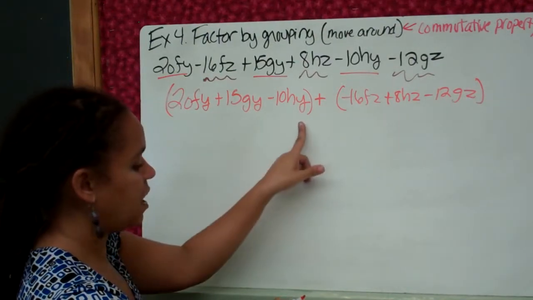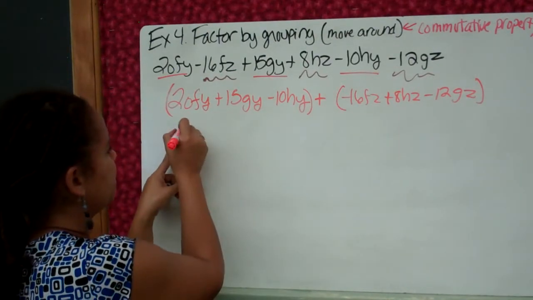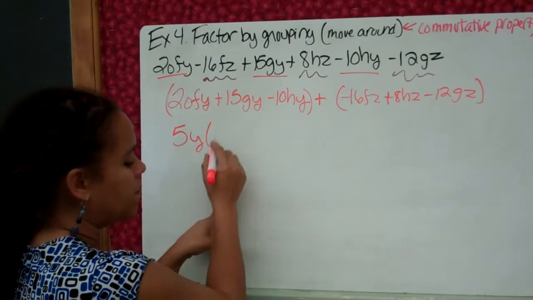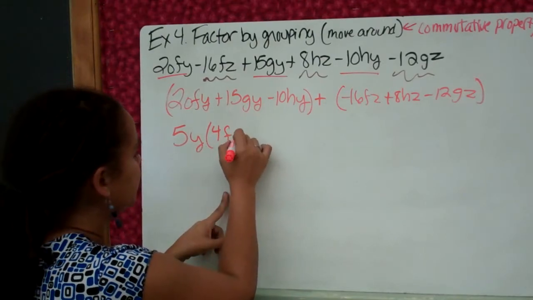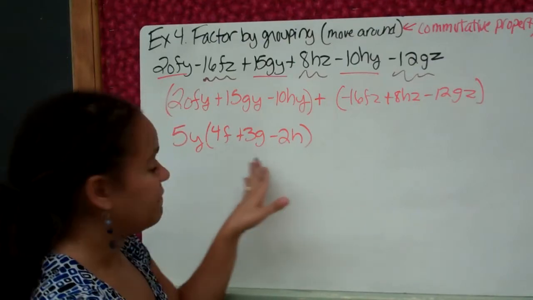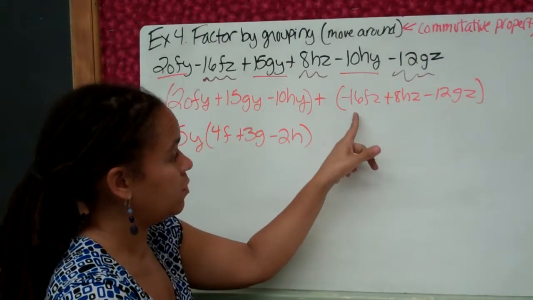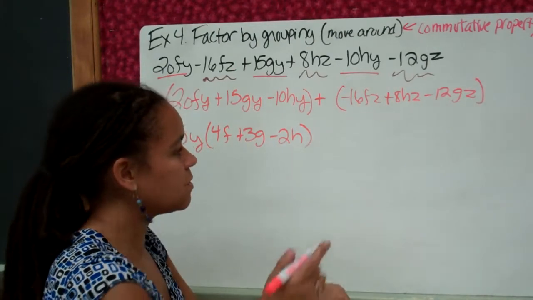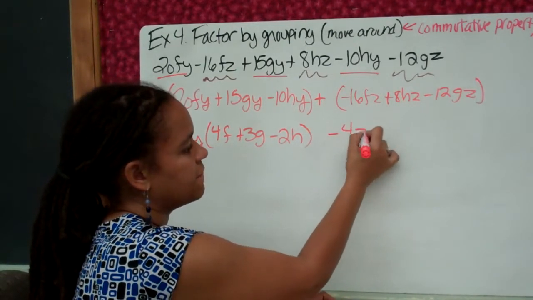So see what you have in common here. We should be able to pull out a 5 and a y. And then what will be left? 4f plus 3g minus 2h. So I factored out the 5y. And then here, careful, you want to keep the sign here. So I'm going to factor out a negative 4z.